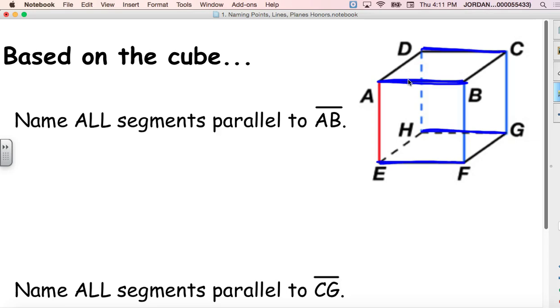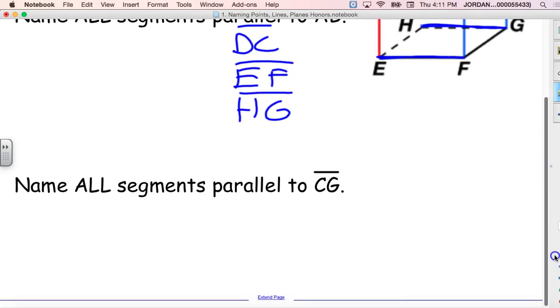They make parallel lines. So we can list those right here. We've got DC, we've got EF, and we've got HG. Those three are parallel to AB. Okay, let's let you guys try this one. See if you can figure out what is parallel to the line segment CG. Give that one a try.